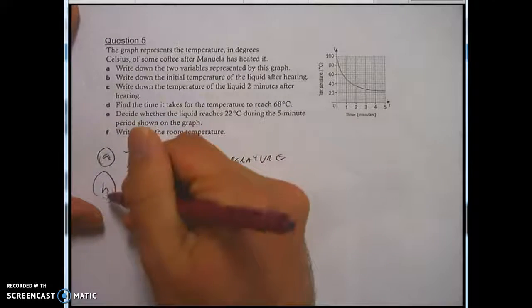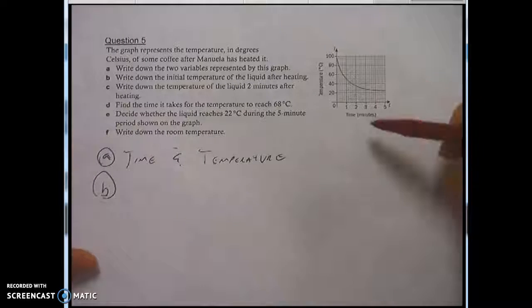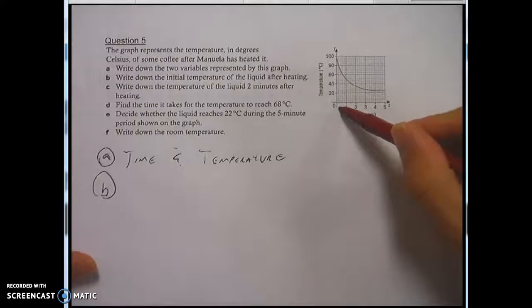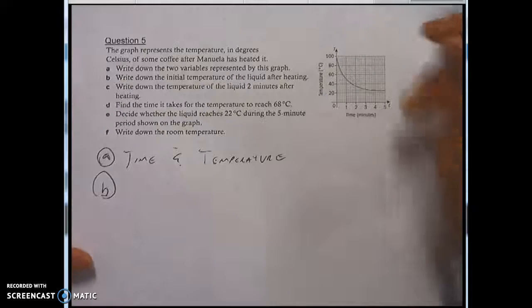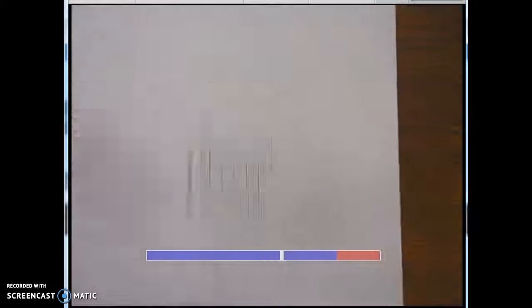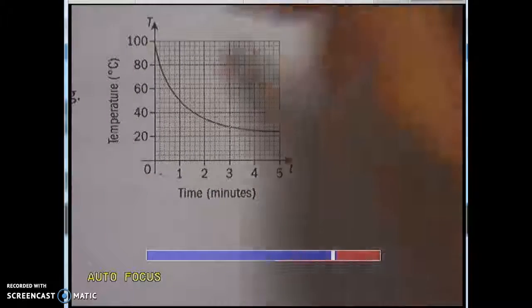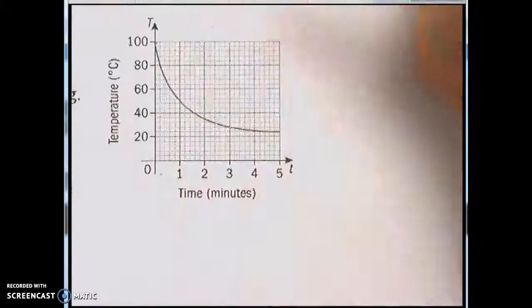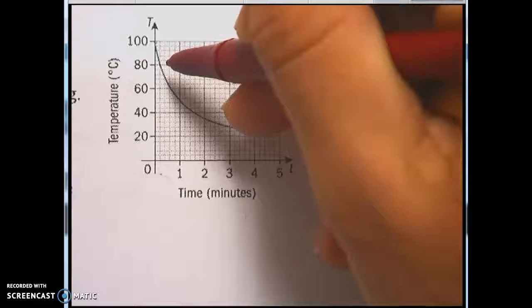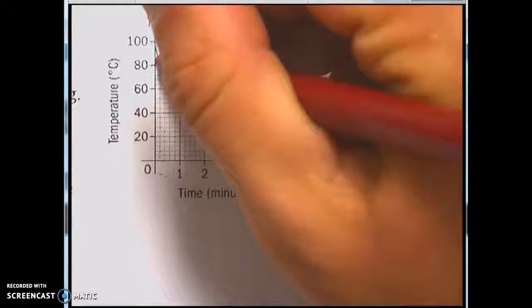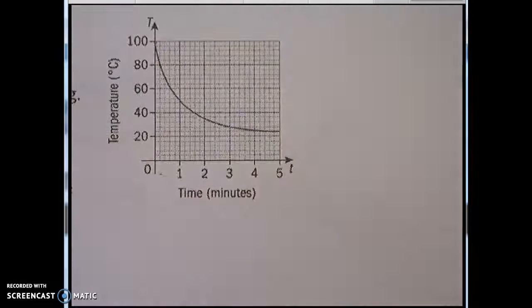Part B says write down the initial temperature of the liquid after heating. The initial temperature is when T equals 0. So I'm looking up here, and let me zoom in so I can show you this a little bit closer. It's not really clear if this thing's crossing at 100 or just below it. But there's 5 boxes between 80 and 100, which means each little box is worth 4. So it's 84, 88, 92, 96, 100.